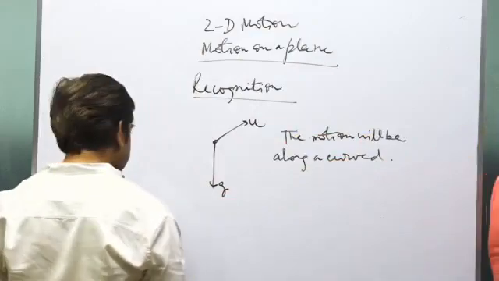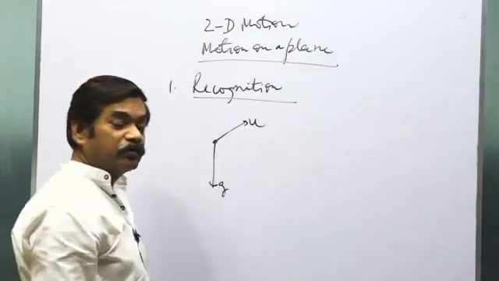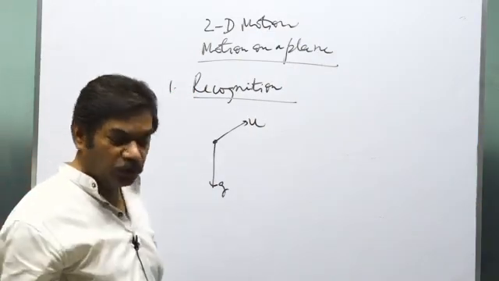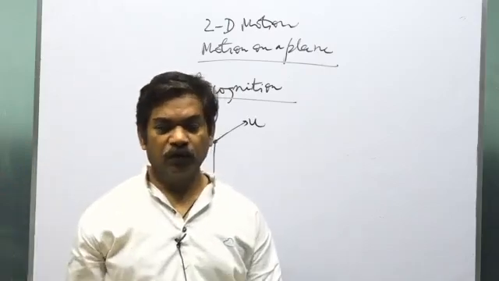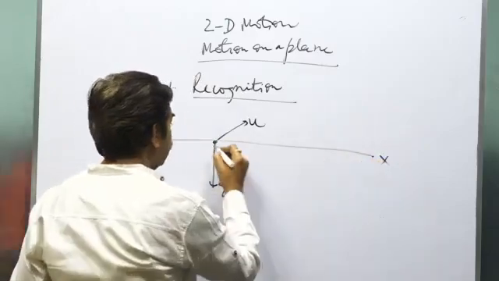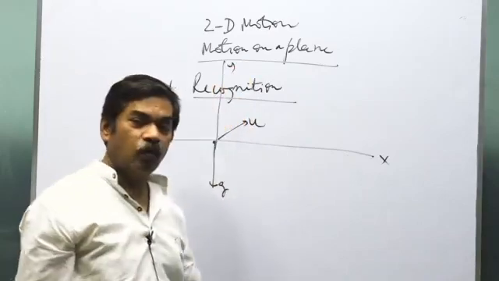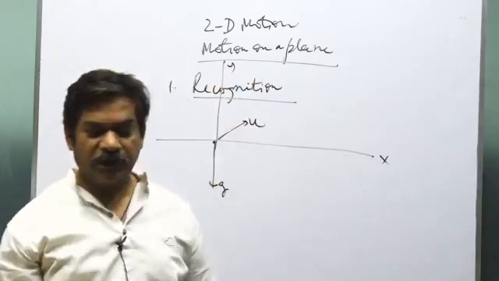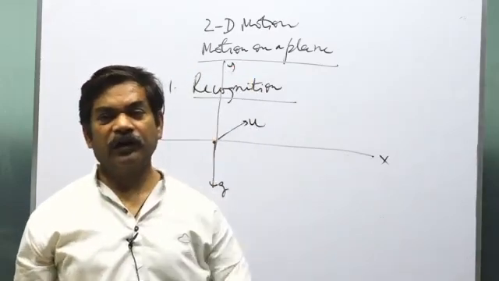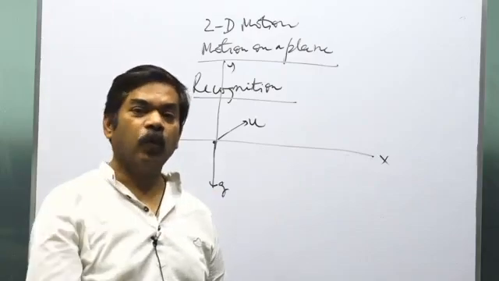Now after the recognition, which is the first step, the second step is to consider any two mutually perpendicular directions. And they can be any two, okay? Any two mutually perpendicular directions. Like suppose you take one as the x direction and the other as the y direction. But still, in most cases, if it is motion on the ground, generally we take the horizontal direction as the x direction and the vertical direction as the y direction.